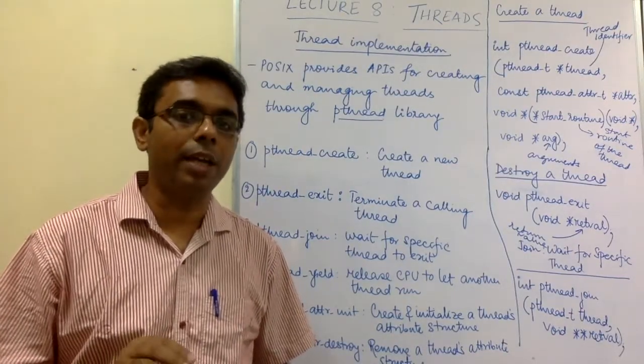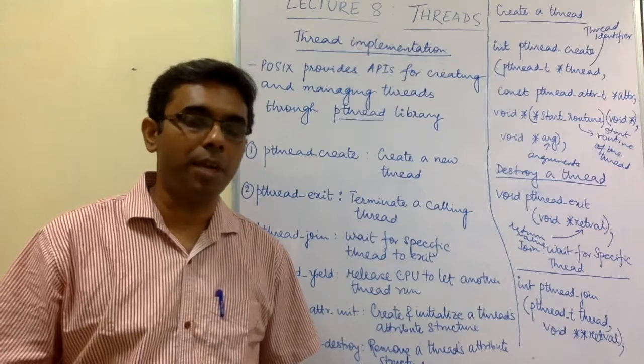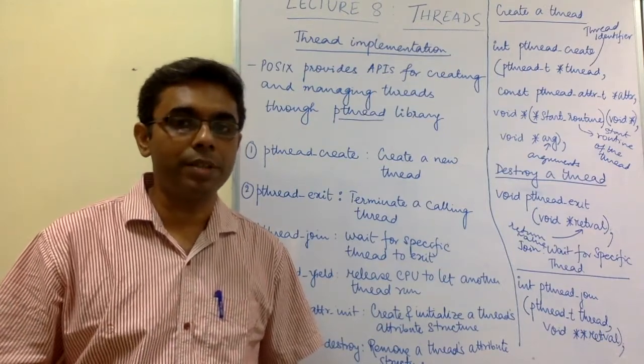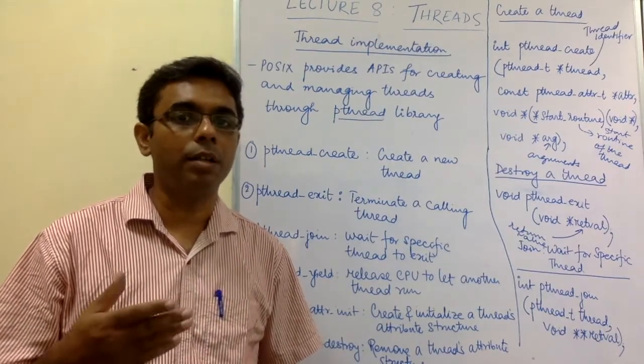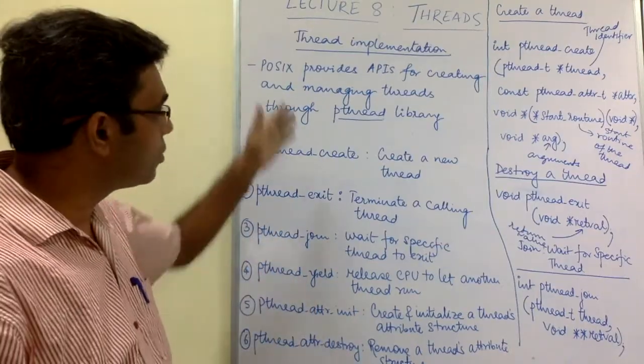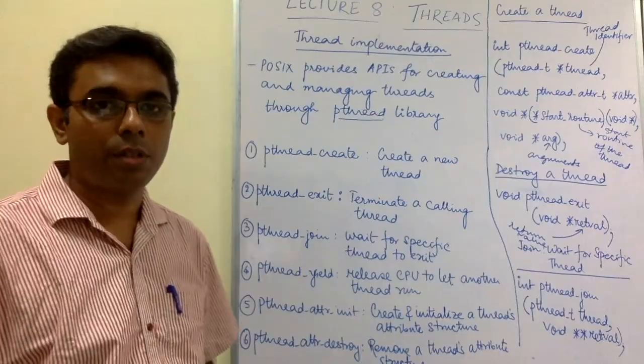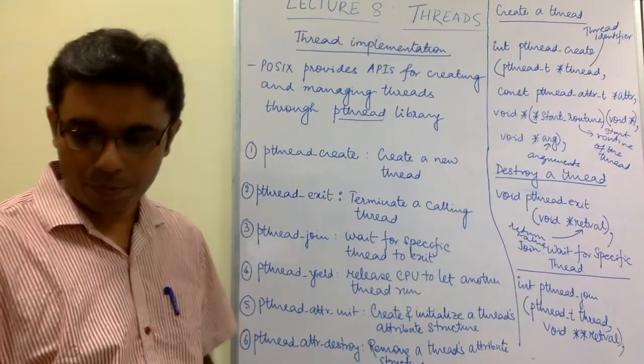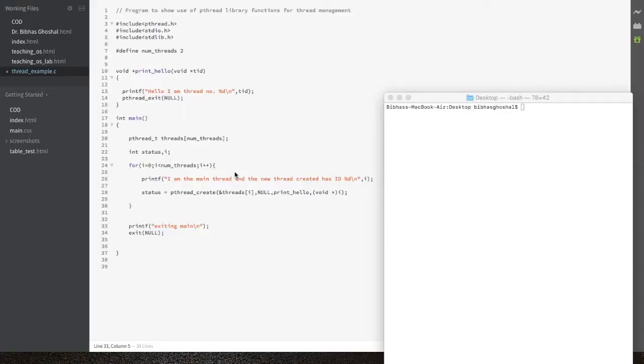I repeat, this is typically POSIX based APIs. For other operating systems, you may have other functions. So we'll be strictly restricting ourselves to the usage of these library calls. Okay, let's look at the implementation of the POSIX based APIs for thread management provided through the pthread library.